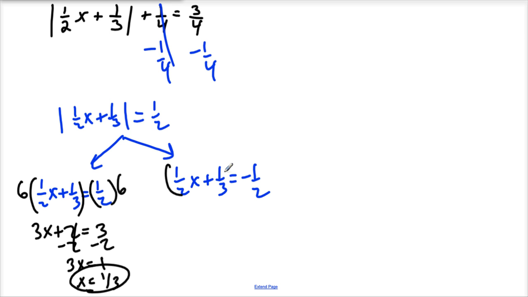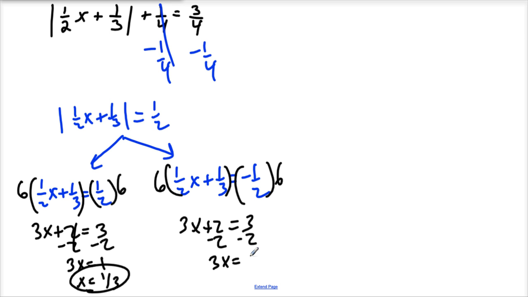Same thing here. I'm going to multiply both sides by 6, and so I know this is my answer right here. 3x plus 2 equals 3. So I'm going to subtract 2. So 3x equals 1.